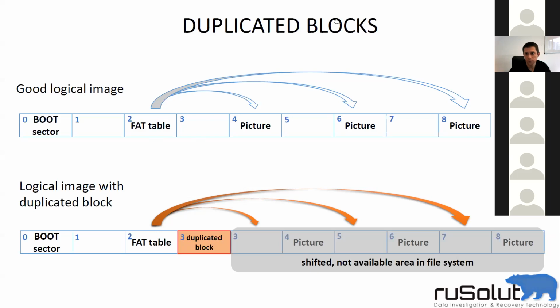So in here, we can see a good logical image. It starts from the boot sector, then the FAT table. The FAT table has links to, let's say, some pictures. One picture is located in this block, one picture is located in this block, and so on. In this case, everything will work fine. The links will be correct, and we can read these pictures. We can get access to these pictures via the file system. We can run a file explorer, and we will see folders and the pictures in those folders.